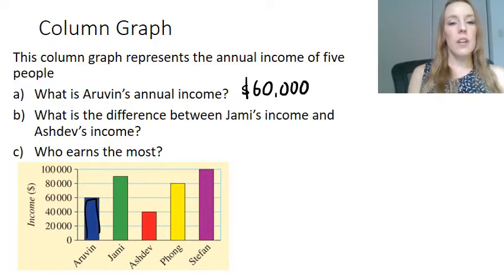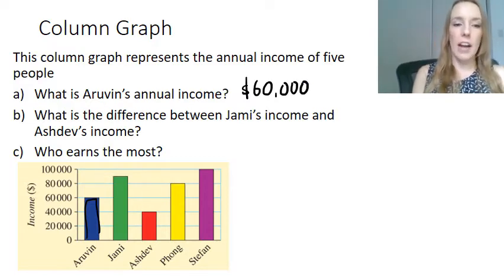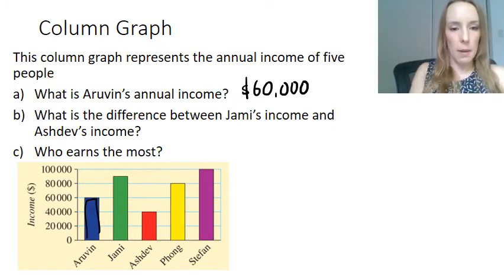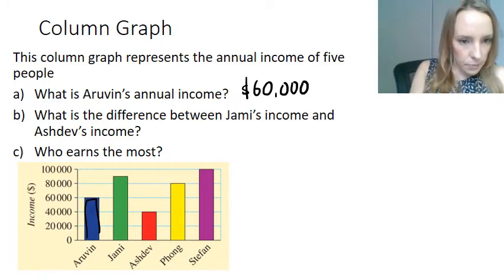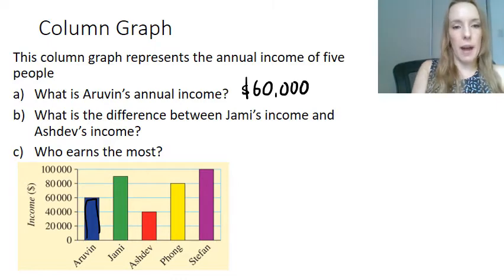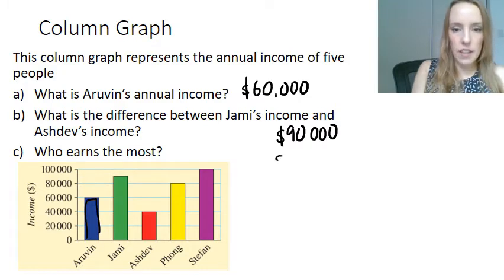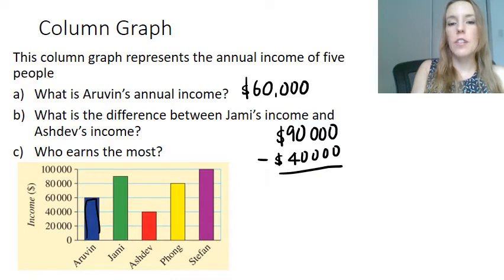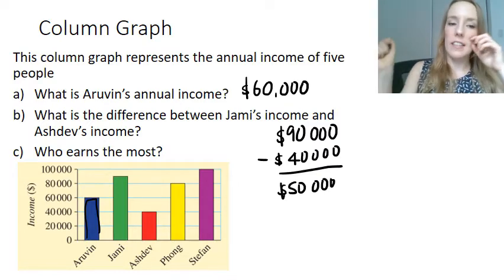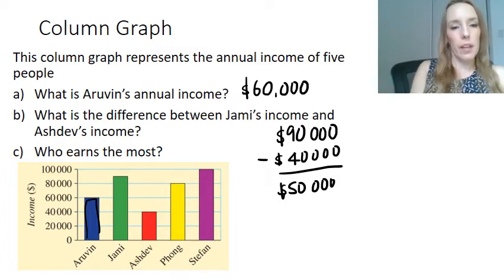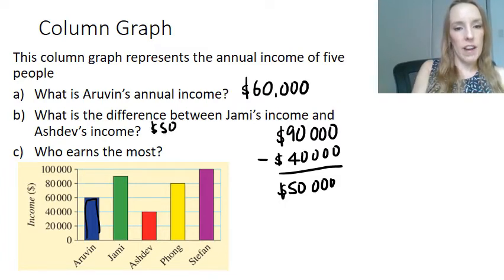There we go. So what is the difference between Jamie's income and Ashdiv's? Okay, so the difference between Jamie and Ashdiv. So Jamie's income is looking like it's about $90,000. And Ashdiv's is $40,000. So we're going to do $90,000 take $40,000 to find out the difference. And their difference there is going to be $50,000. So that's the difference between their incomes. So $50,000. Poor Ashdiv there.